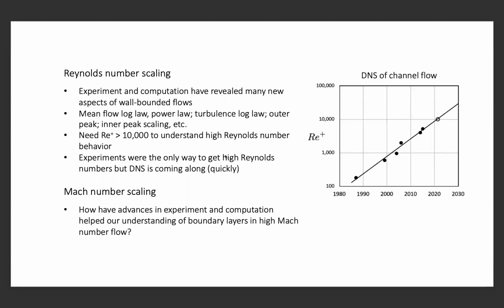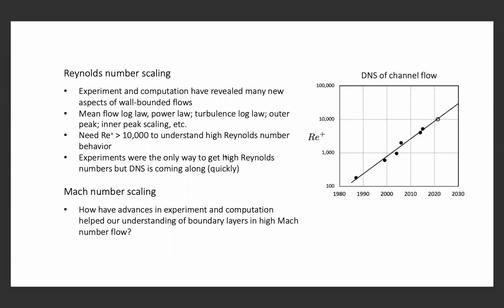The growth of an outer peak, which is an unexpected result. The inner peak scaling is, if you're careful enough and do the right measurements, you actually confirm the results that were expected before. But it's very clear that we need a Reynolds number greater than 10,000 before we start seeing high Reynolds number behavior. And really up until now, experiments were the only way to get high Reynolds numbers. But it's clear that DNS is coming along very quickly.